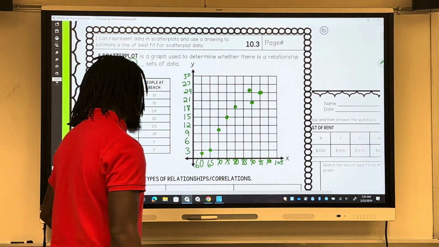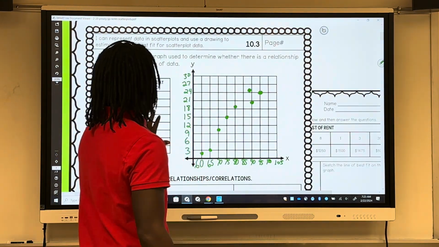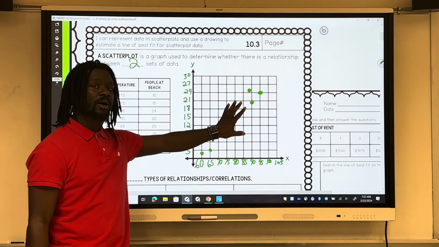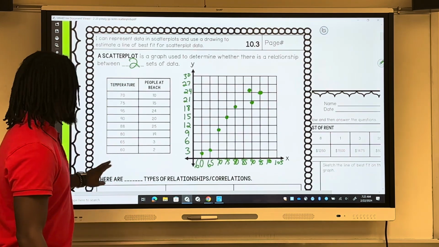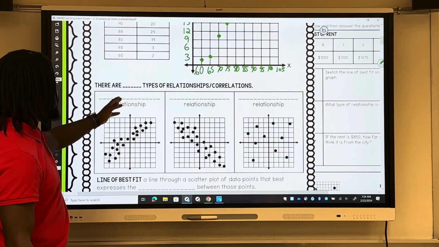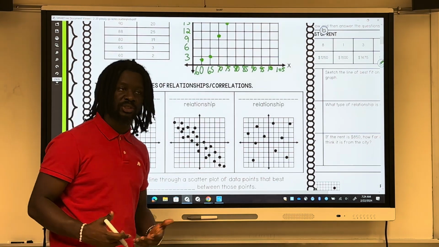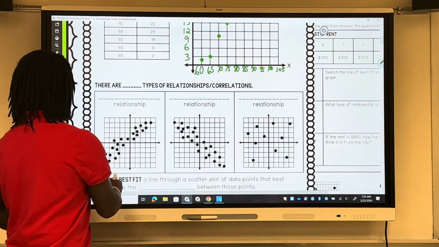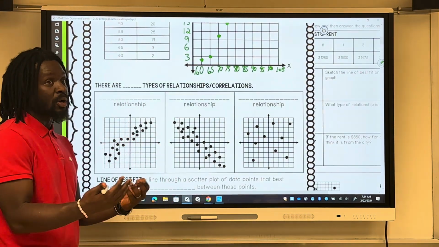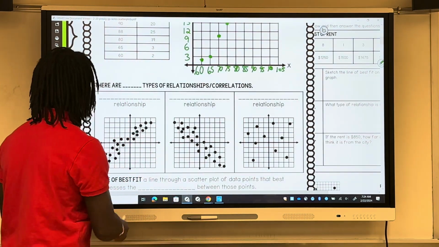There are 3 types of relationships. We're going to come back and talk about what type of relationship this is. But before we do that, you need to know that there are 3 types of relationships, or correlations. If you remember this from our last unit on functions, these are exactly the same.